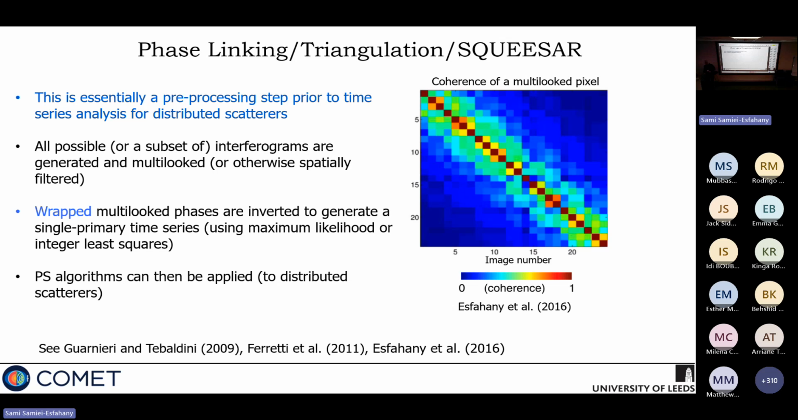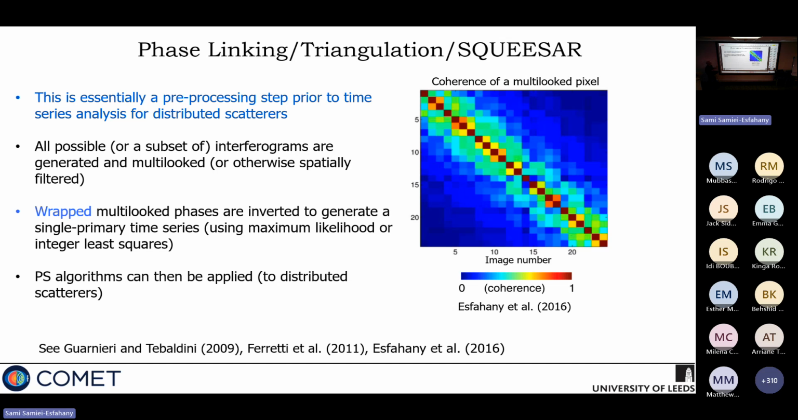And that approach is also used, I should say, in this other approach. I'm sort of bunching these together: phase linking, triangulation, SqueeSAR. These are all terms for very similar approaches. I think of it as essentially a pre-processing step that then allows you to do time series analysis. It's a pre-processing step that's applicable for distributed scatterers, not persistent scatterers.